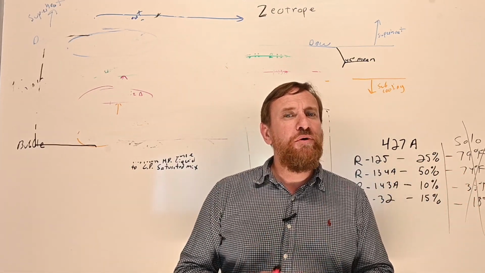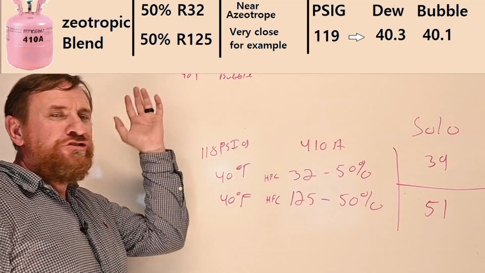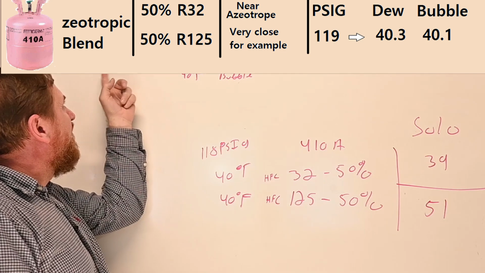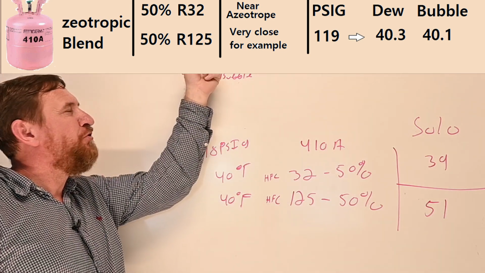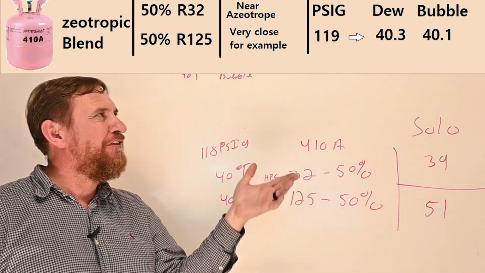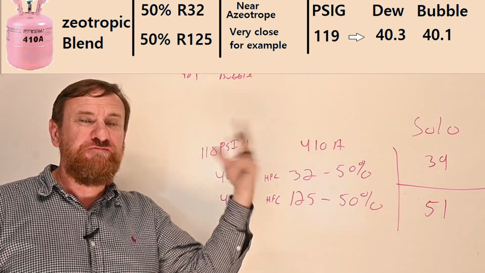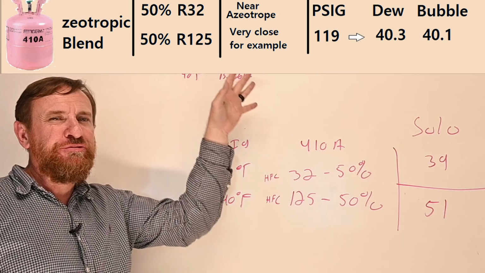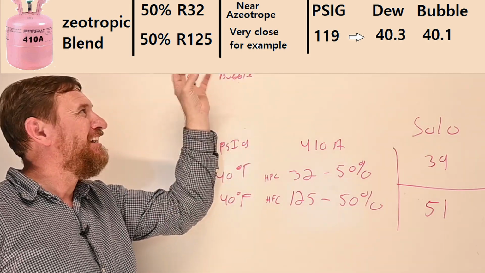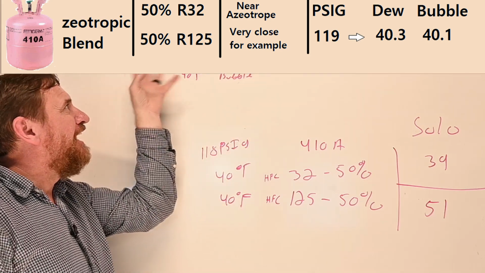Let's take a look at one more example, R410A. So 410A is an easy one. It's a binary that's only got two refrigerants. At 118 psig, our dew point's about 40 degrees Fahrenheit, and our bubble point's 40 degrees Fahrenheit, and our mean or average is 40 degrees Fahrenheit. There's some decimals in there. You can see it's a near azeotrope. It is near a single mixture, especially at this temperature.